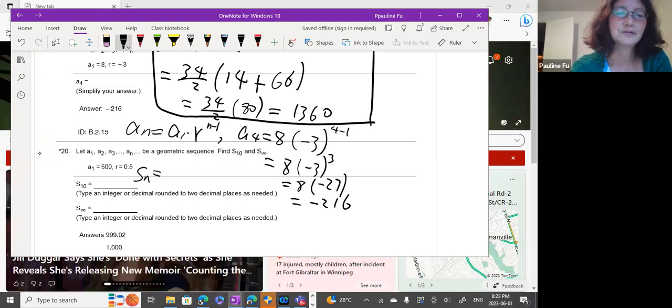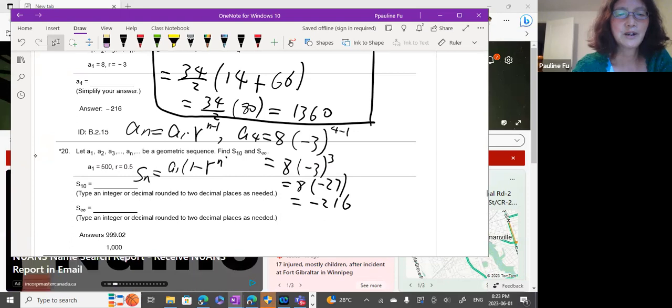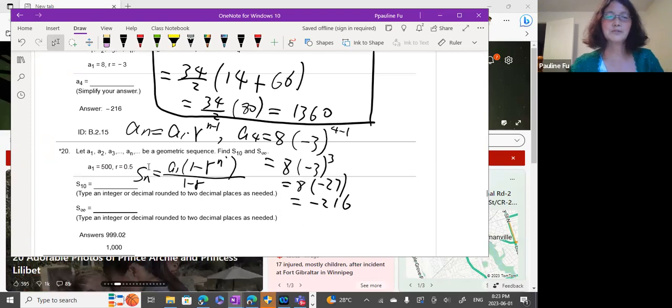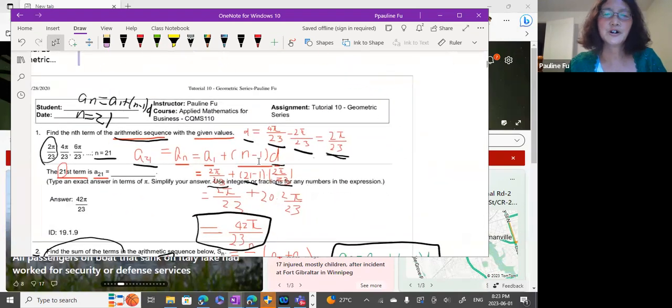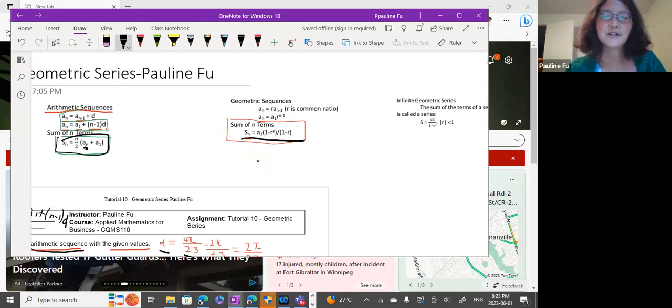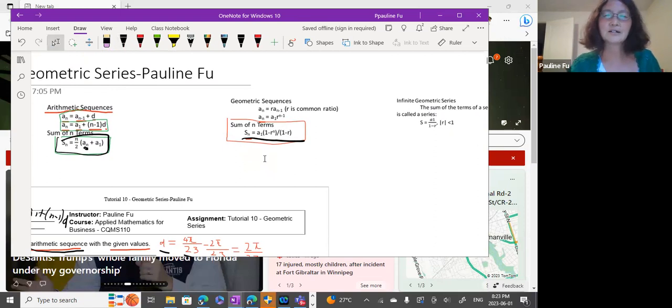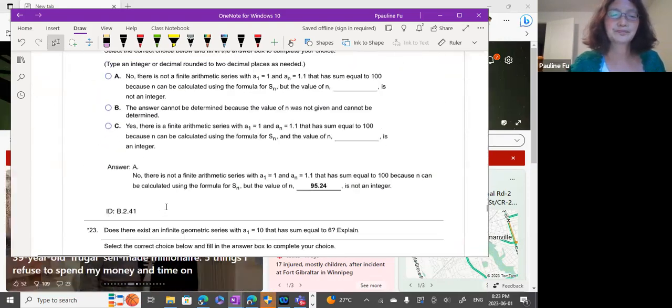We use the geometric sequence formula for Sn. I'll double check at the beginning. I have the formula here for a geometric sequence. Geometric sequence Sn equals A1 times 1 minus r to the n over 1 minus r. So this is for this one. So go back to our question.